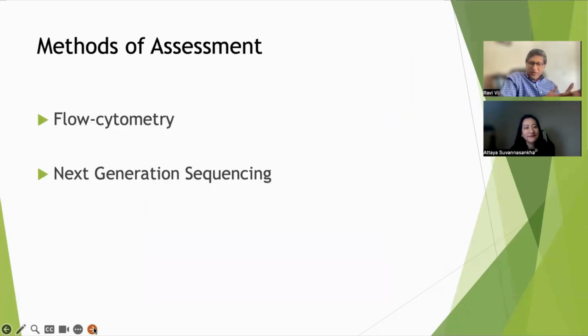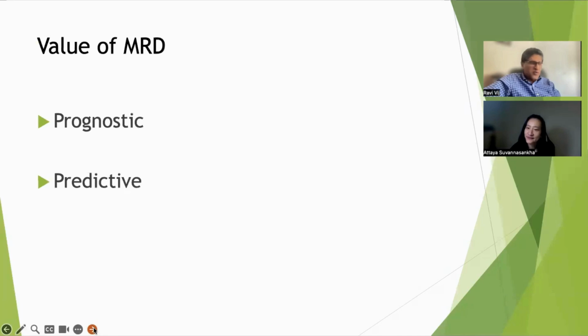So obviously, we've talked about the two methods of assessment. People want to know, what does it mean? When you get an MRD assay, first of all, as far as prognosis goes, what can you tell us about its ability to prognosticate?